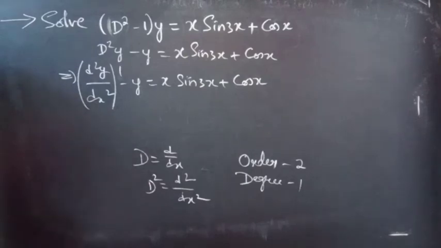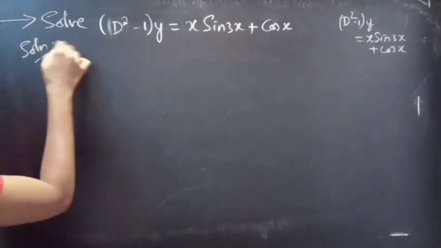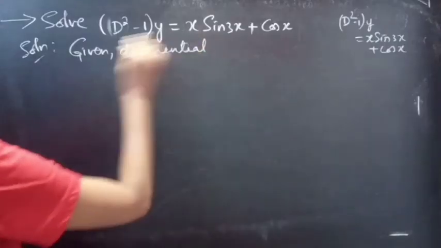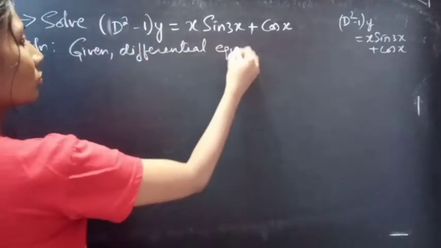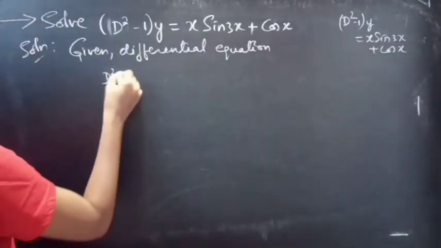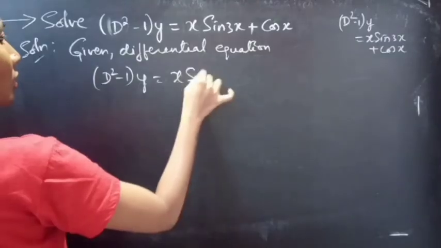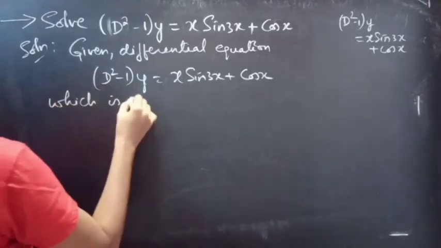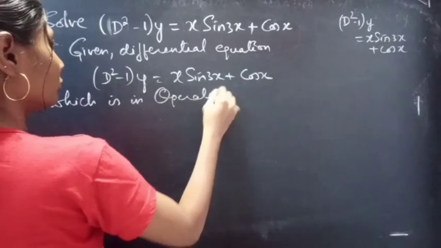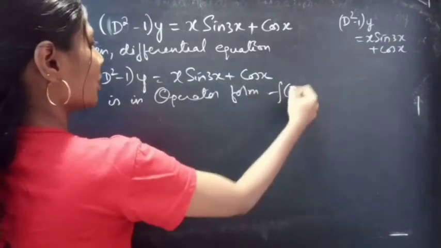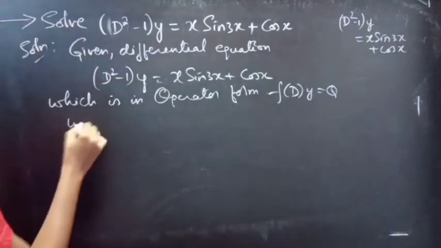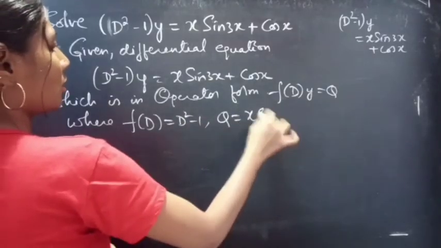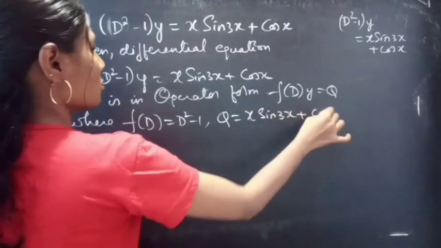Now coming to the problem. Given differential equation, (D square minus 1) y equals x sin 3x plus cos x, which is in operator form F(D) y equals Q, where F(D) equals D square minus 1 and Q is x sin 3x plus cos x.